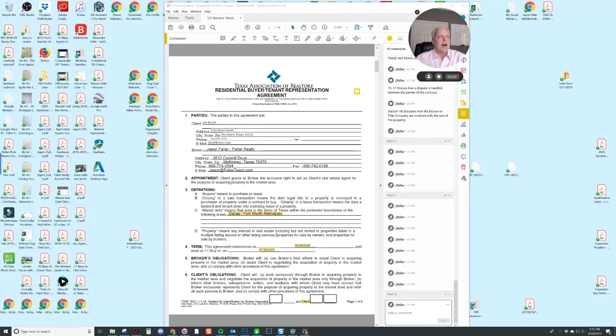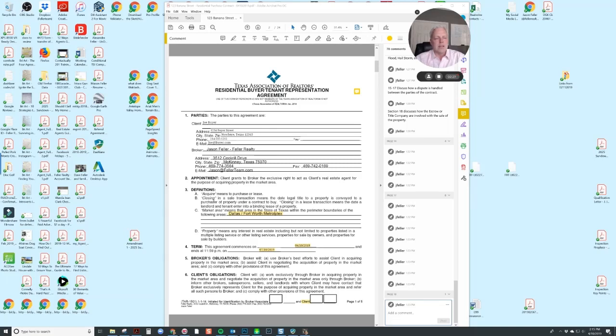This document outlines the parties to the contract. So I've utilized a Joe Buyer with some false information there. And then, of course, my information as the broker. So those would be the two parties to the contract.